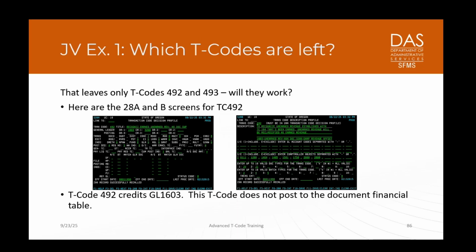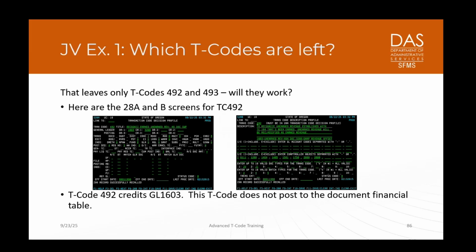And we want to check T code 490 to 493. If we look at 492, we will need to know whether or not our unearned revenue is document supported. First, we will look at T code 492. This transaction code posts to the correct general ledger account, but it does not post to the document financial table. Per T code 28B, this T code will recognize unearned revenue established with T code 164.